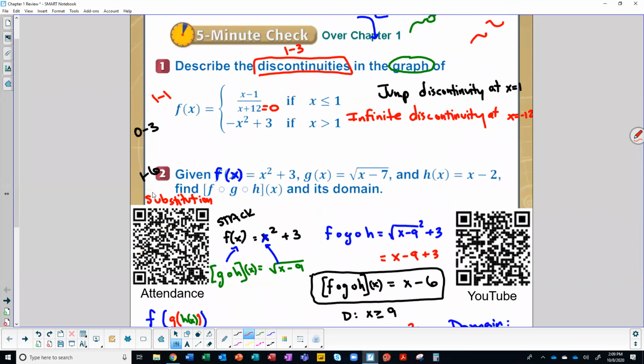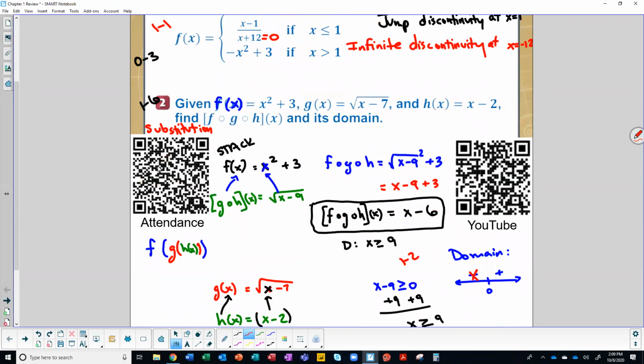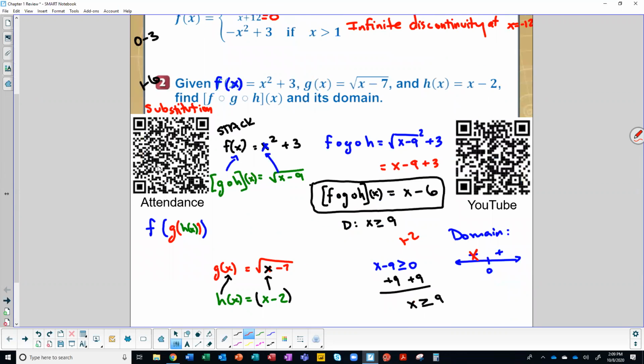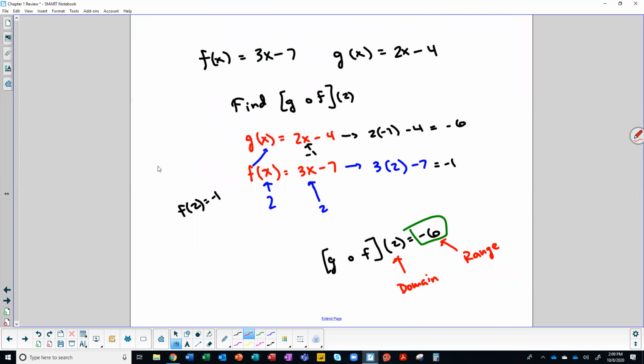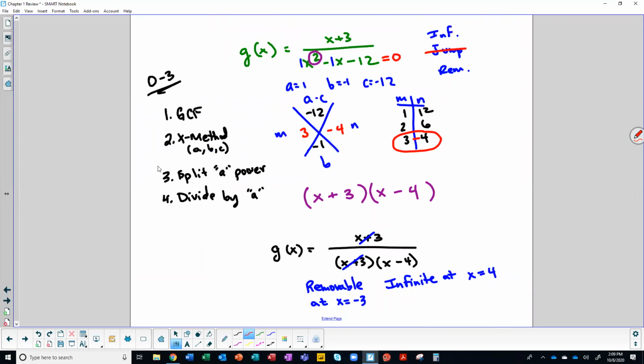So we're missing 1.4, 1.5, and 1.7. That's what I haven't covered yet. So let's move on. 1.4, 1.5, 1.7 is what I've not hit yet.